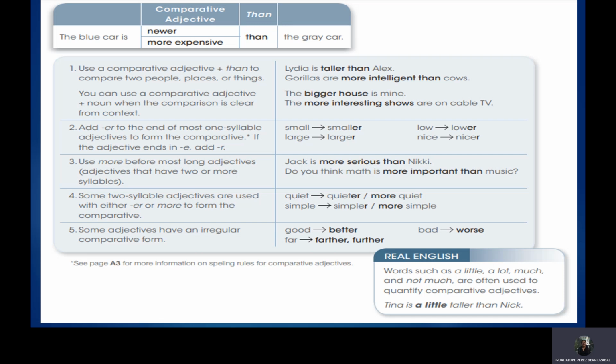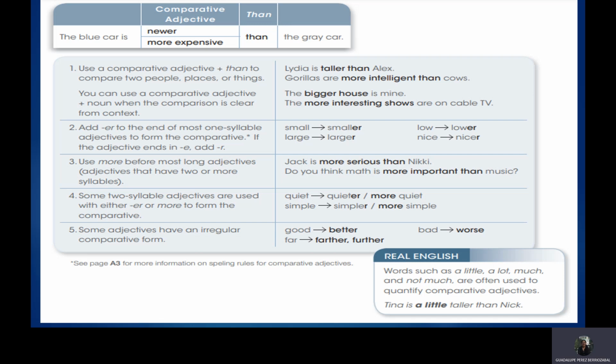In this case, for example, Lydia is taller than Alex. Maybe we are comparing two girls. So in the next example, gorillas are more intelligent than cows. We are talking about animals and we are comparing the intelligence.